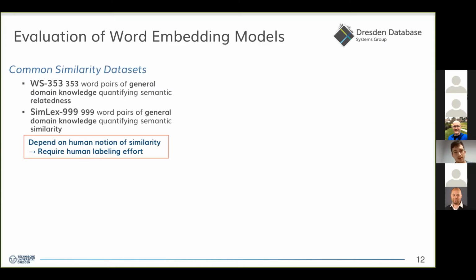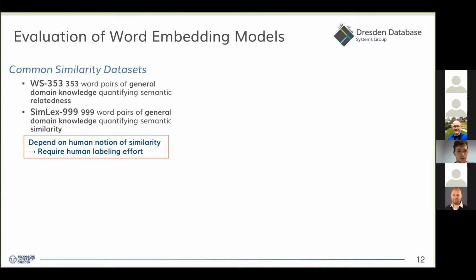So now we want to look at common evaluation data sets and their limitations. The NLP community constructed a lot of data sets with word pairs and a human judgment of their similarity. Two common examples are the WS353 data set, which contains a few hundred word pairs and quantifies their semantic relatedness. SimLex is also a common data set used here. In contrast to the other data set, it focuses more on semantic similarity.